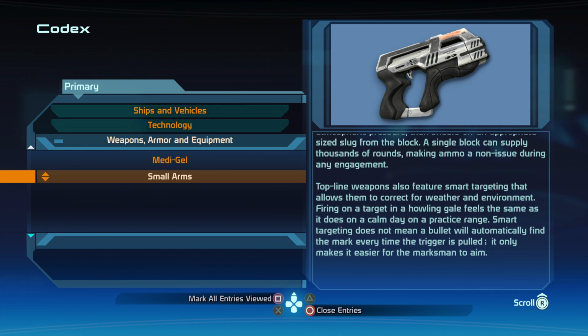Top-line weapons also feature smart targeting that allows them to correct for weather and environment. Firing on a target in a howling gale feels the same as it does on a calm day at the practice range. Smart targeting does not mean a bullet will automatically find the mark every time the trigger is pulled. It only makes it easier for the marksman to aim.